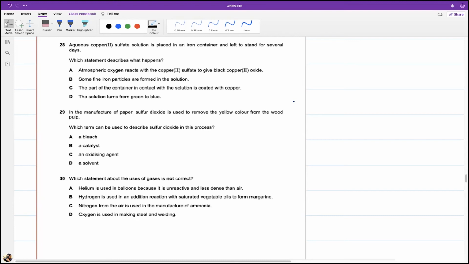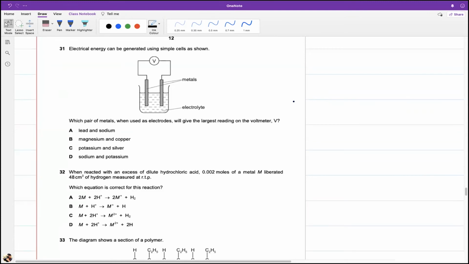This is false. Nitrogen from the air is used in manufacture. Yeah. Nitrogen from the air is used. Air is 78% nitrogen. So a rich source of nitrogen. Oxygen is used in making steel and welding. Yes, it is.